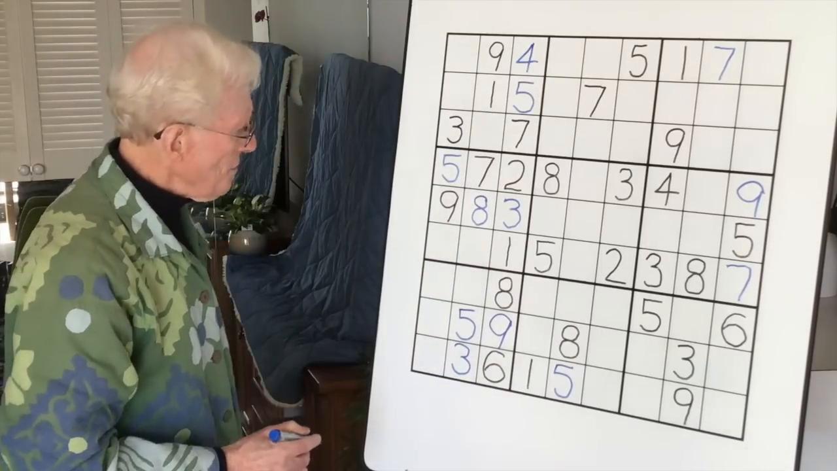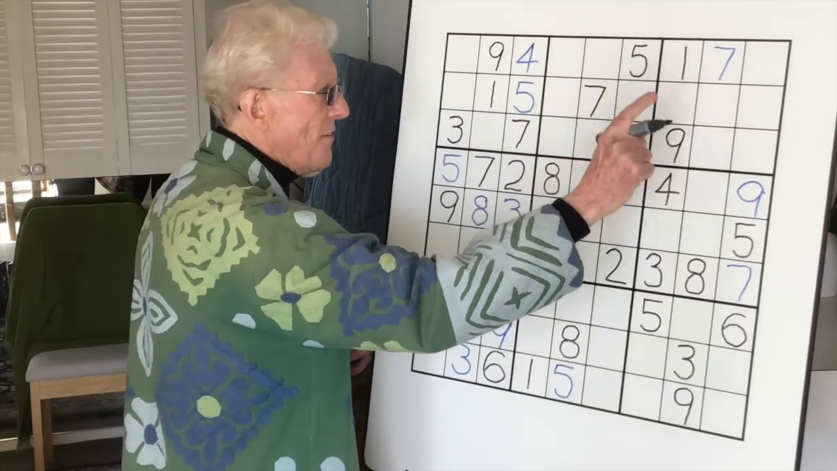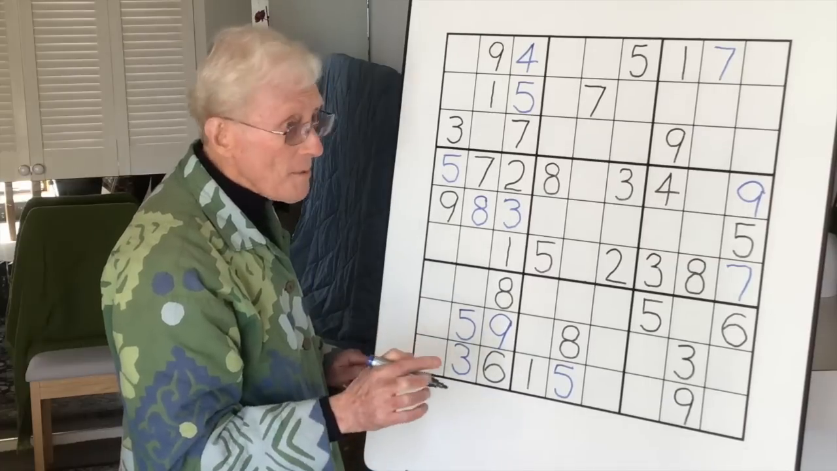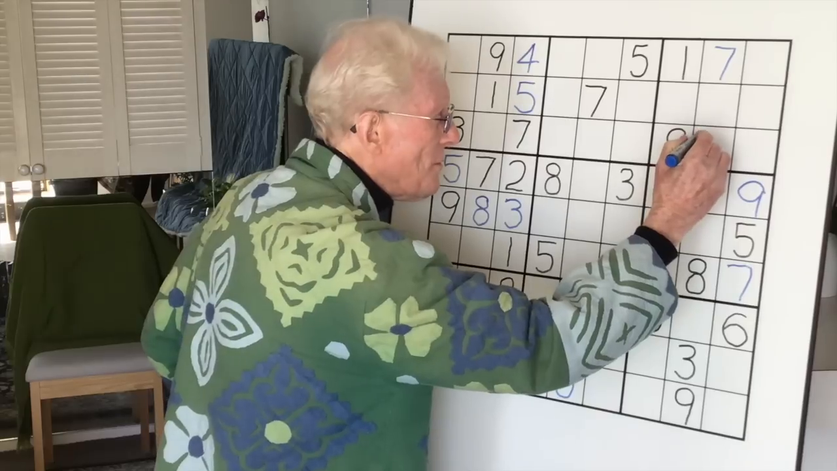Now I was doing 5s, wasn't I? Now we have a 5 here. There's a 5 up there. We have to have a 5 down in here. It could be there or there. But do you see something here? Did you see that this 5 stops it from being there? So that's where we can put our 5.